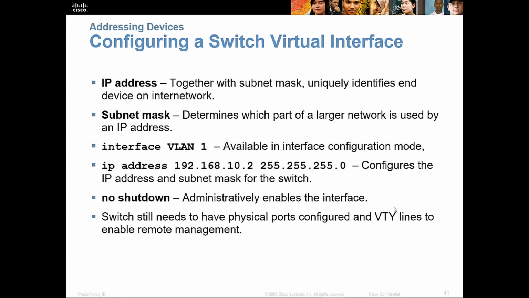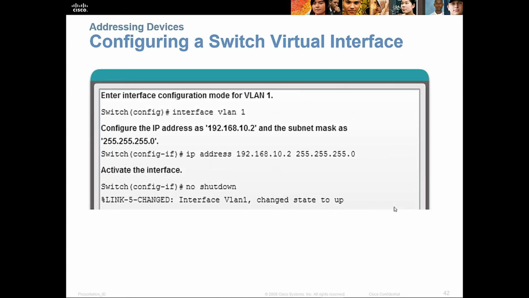If we want to turn it off, we type shutdown. If we want to turn it on, it's no shutdown. Here it is in our command line. Interface VLAN 1, that's the interface. Then we type ip address and the appropriate IP address.